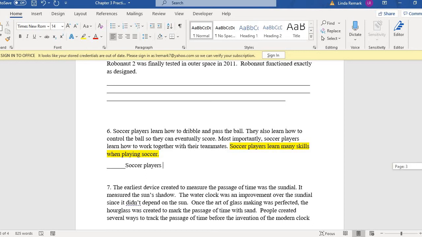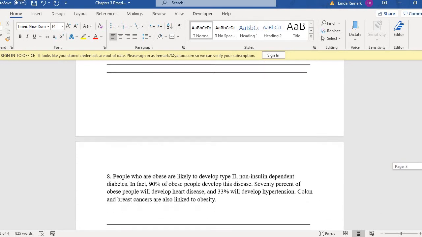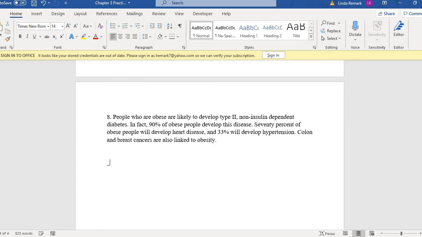All right, let's do one now where the main idea isn't there. Let's look at number 8. People who are obese are likely to develop type 2 non-insulin dependent diabetes. In fact, 90% of obese people develop this disease. 70% of obese people will develop heart disease, and 33% will develop hypertension. Colon and breast cancers are also linked to obesity. Okay, so I know just from the fact that it is repeated over and over that my topic is obesity.